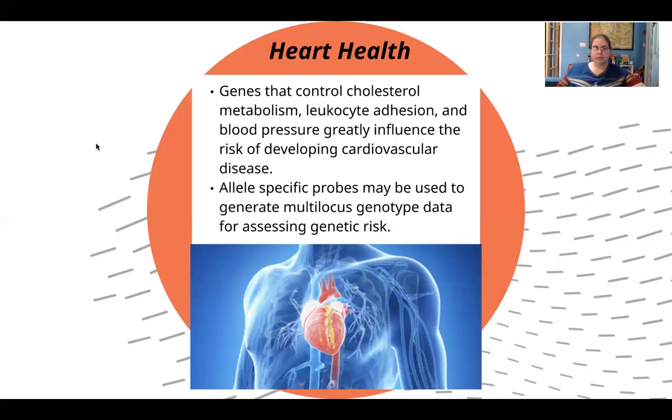Allele-specific probes may be used to generate multi-locus genotype data for assessing genetic risk, meaning that there are these little probes that they can actually create that will attach to particular alleles. So if you have an allele for leukocyte adhesion in terms of making your leukocytes, your blood cells, too sticky, then they can actually inject that probe into one of your cells and they can see if it attaches to the DNA. If it does, it means you have that particular allele for extra sticky leukocytes.